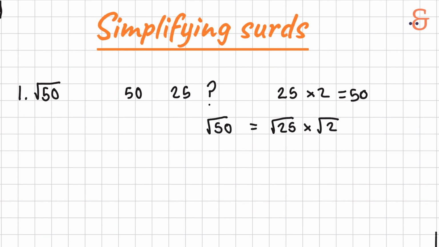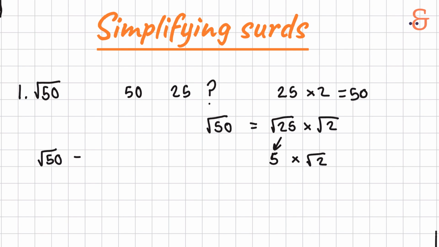Since 25 is a square number, you know that root 25 can be simplified to just 5. And root 2 can remain as root 2. So, putting all of this together, we've got root 50 is equal to 5 root 2. And boom, we're done. Root 50 is simply 5 root 2.